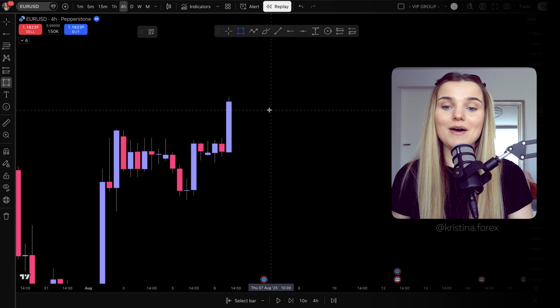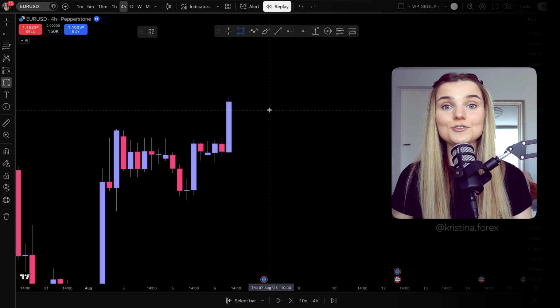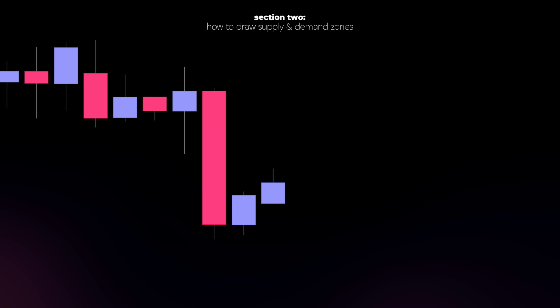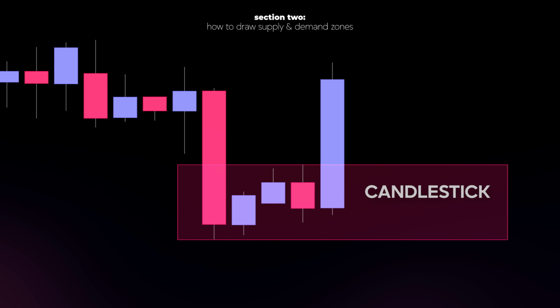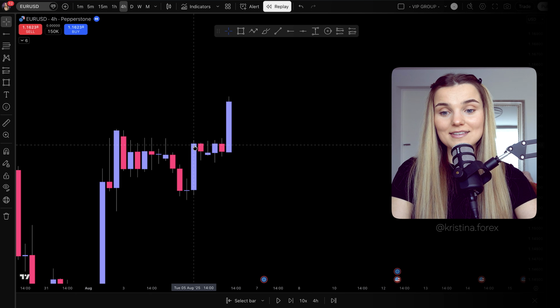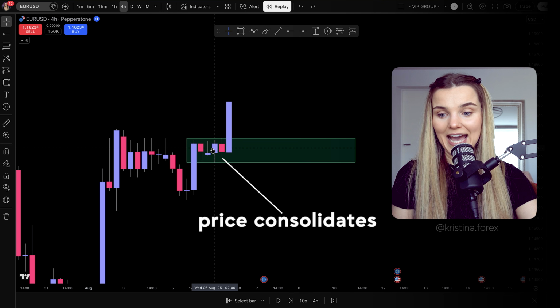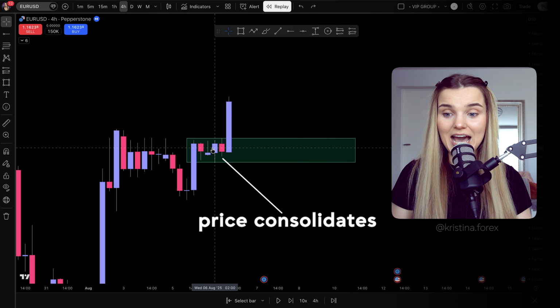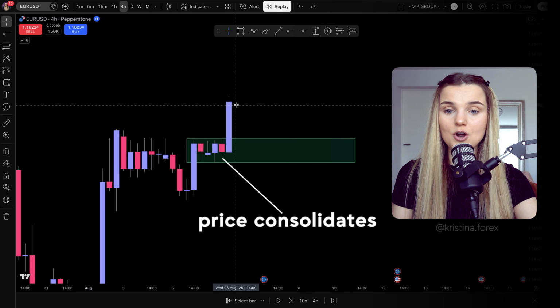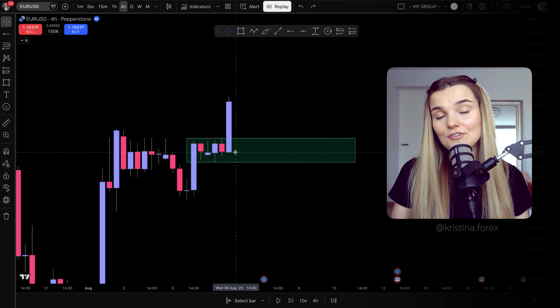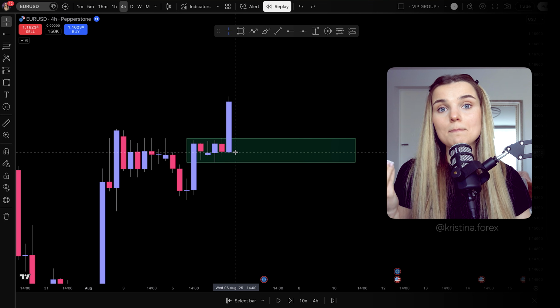So what I do, instead of marking a single candlestick, is I simply focus on the price clusters. That's what I like to call them. Rather than looking for that one exact candlestick, I look at the group of candles where price pauses, or let's say consolidates, and then makes a strong move away. In this example, as you can see, we get a strong bullish candle, then a small cluster of candles where the price kind of slows down, and then another strong bullish candle that drives price higher. This cluster in the middle is the area that I'm interested in, and this would be my demand zone.